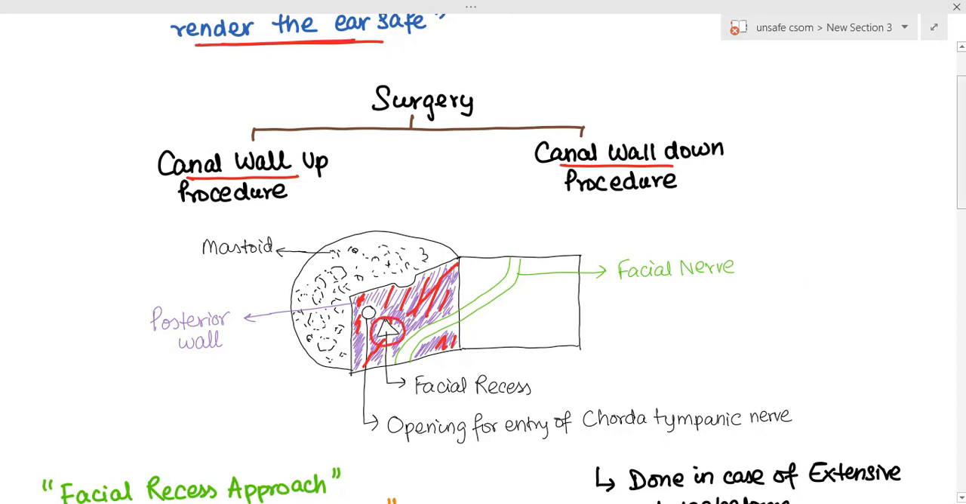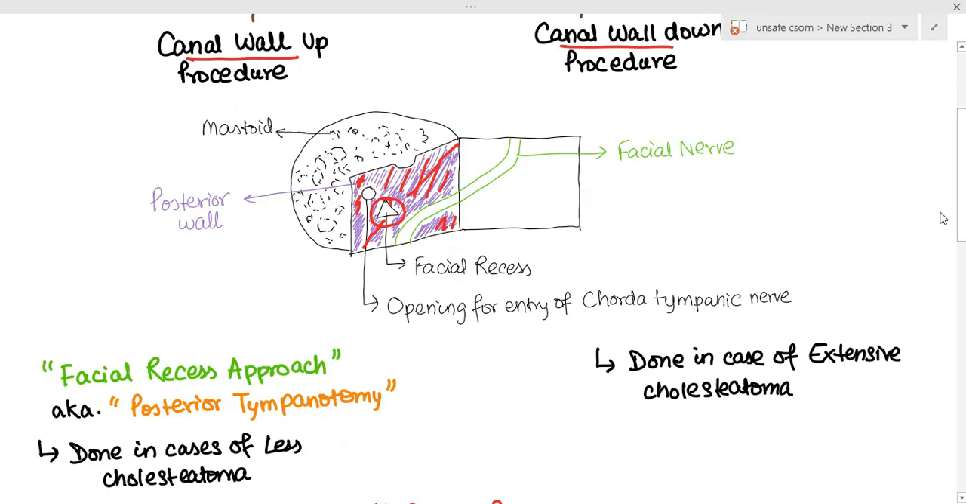The canal wall up procedure is known as the facial recess approach or posterotympanotomy. It is done in cases where there is less cholesteatoma in the middle ear and the mastoid. Since there is less cholesteatoma, we can go through the facial recess and take out the diseased part, and the patient may still be fine. But since we are working through a small recess in the posterior wall, some of the cholesteatoma may get left behind, so the chances of recurrence are much higher in the canal wall up procedure.